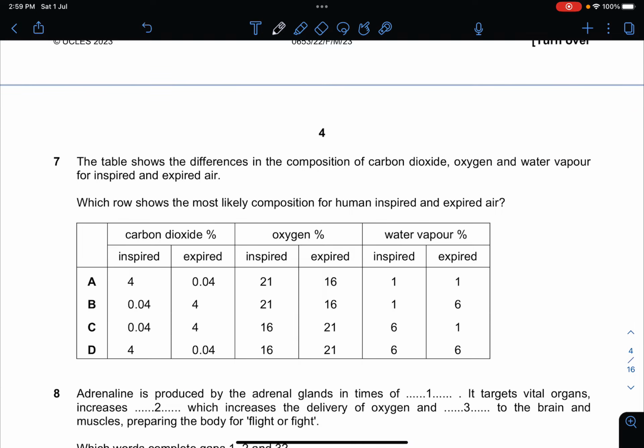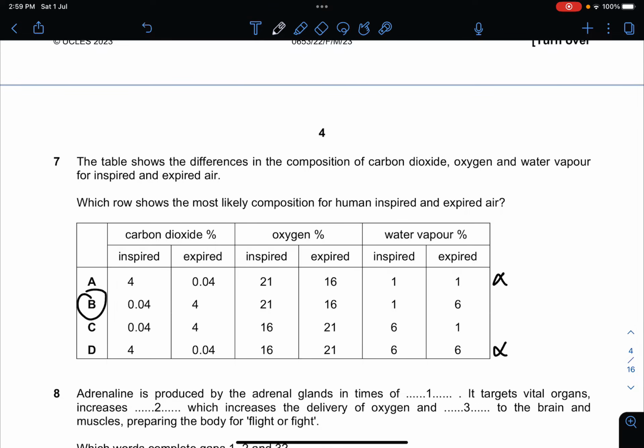Okay, the table shows the differences in the composition of carbon dioxide, oxygen, and water vapor for inspired and expired air. Which row shows the most likely composition for human inspired and expired air? Okay, inspired. Let's see for carbon dioxide. Carbon dioxide in inspired air is usually lower, so this will be off. It's either this or this, B and C. And then for inspired, oxygen should be 21 in and 16 out. So the answer is B.